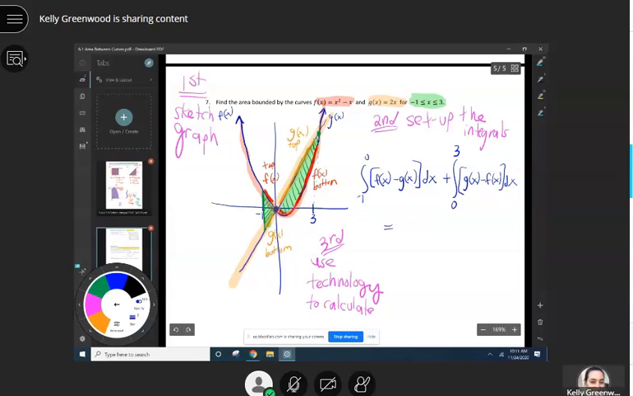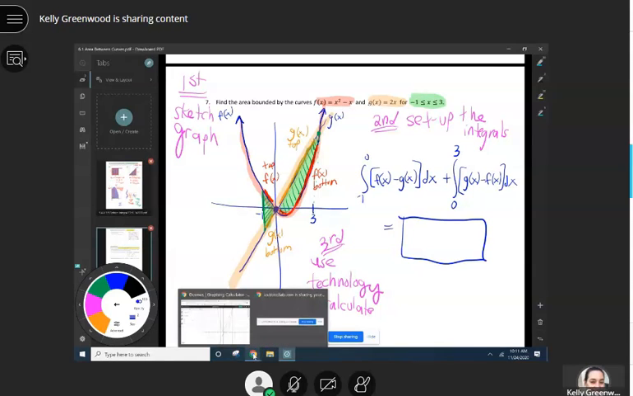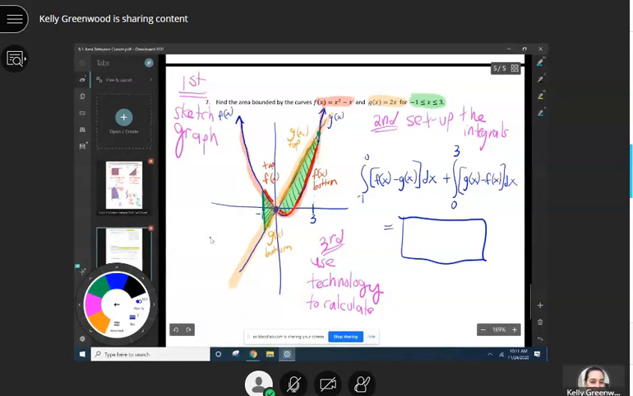Okay, so let me type that into technology and see what we get here. So f on top of g, then g on top of f. Okay, here we go. Oops.